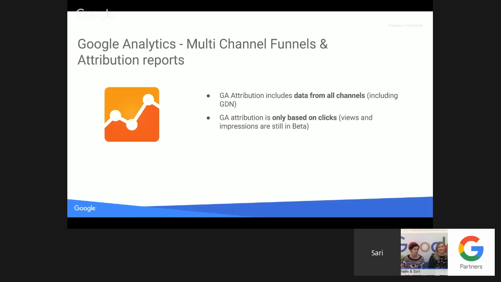Okay, so whilst the AdWords report itself shows data from search campaigns only, Google Analytics paints a bigger picture and includes data from all channels, including Google Display Network, which is available through AdWords. It should, however, be noted that Google Analytics attribution is only based on clicks, and that views and impressions are still in beta.